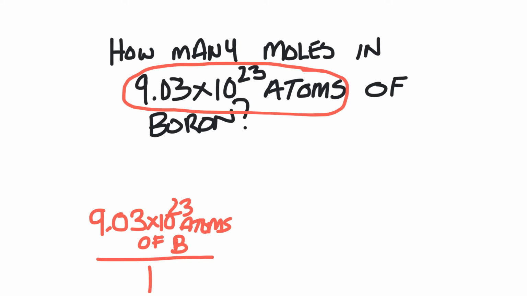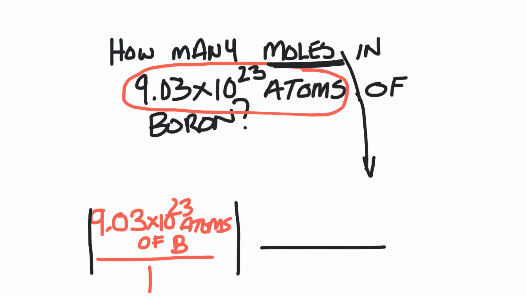Okay. Now we have to make our picket fence, so we're going to put a little thing here and a little thing here. For our next picket fence, we need to figure out what we are converting to. That's the unit on the top. So we're converting to moles. How many moles, right? So that value goes here. Moles. And then, what are we converting from? We're converting from atoms. So we need to write atoms on the bottom.